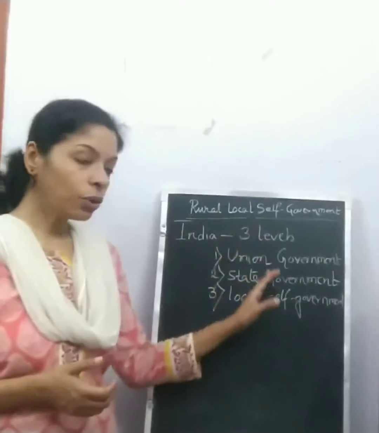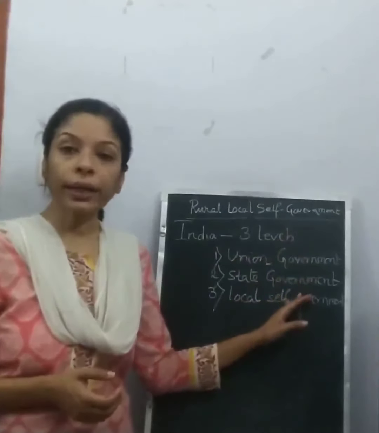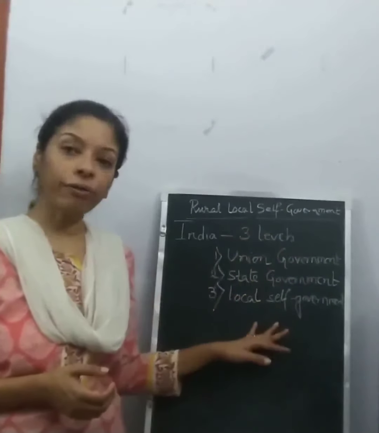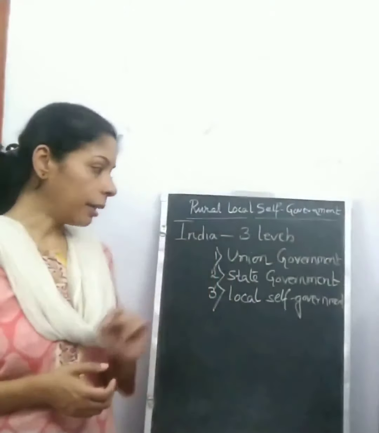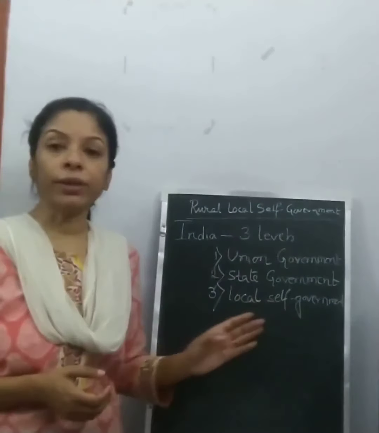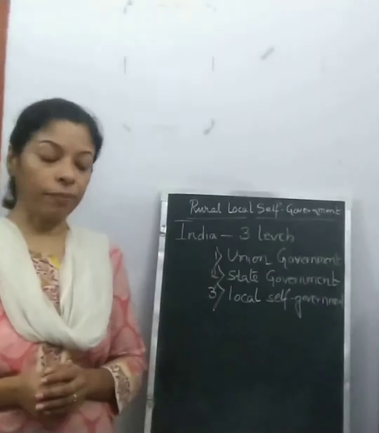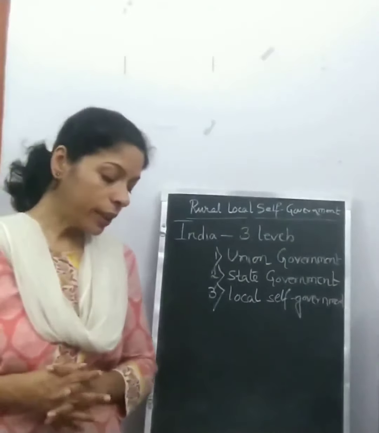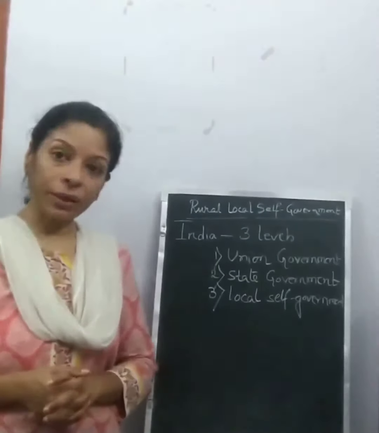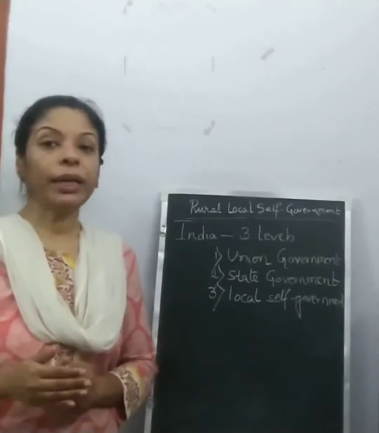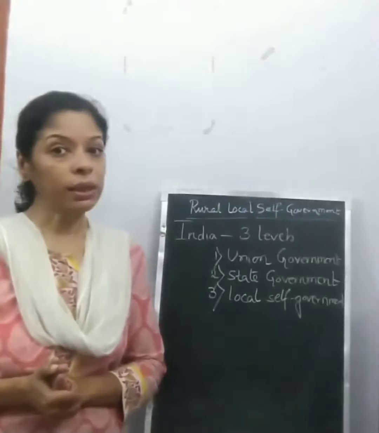So we now know that India has a democratic government and this is how it functions. Now we will take up the different levels under the rural local self-government and the urban local self-government. When we look at rural local self-government, we see that there is the panchayat. The local self-government that we find in the villages is also called the panchayat.